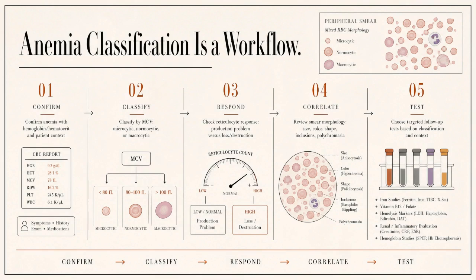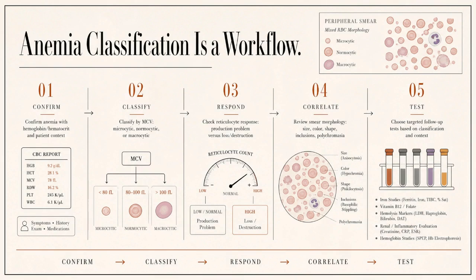Hemolysis labs and DAT may follow spherocytes and polychromasia. Coagulation studies may follow bleeding with fragmentation or thrombocytopenia. The workflow prevents overtesting and prevents premature conclusions. For upper-level histotechnology students, this is similar to moving from low-power pattern recognition to high-power cellular detail in tissue sections. You begin broad, then refine interpretation using evidence.